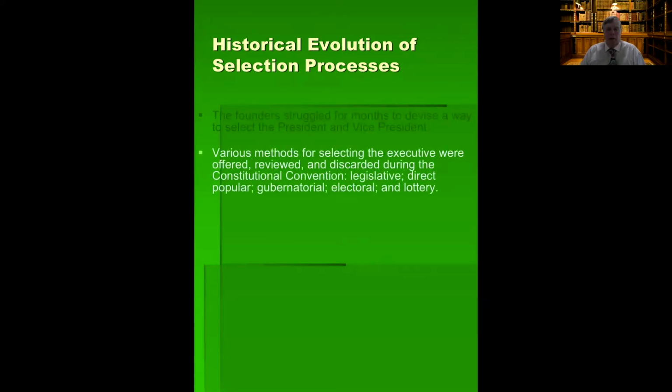and the vice president. Various methods for selecting the executive were offered at the convention, and most of them were reviewed and discarded during the Constitutional Convention. The one that was accepted is the one that we are currently under. But at the convention, they talked about selection by the legislature, selection by direct popular democracy, let the governors of the states select the president, let an electoral college select the president, and then finally a lottery could be used to select the president.